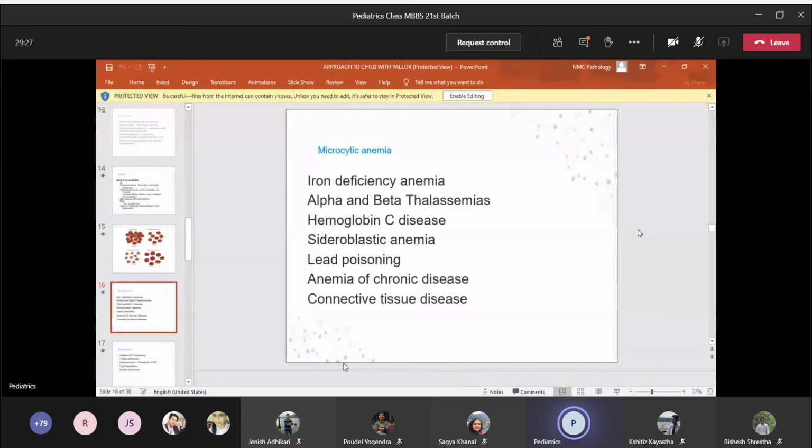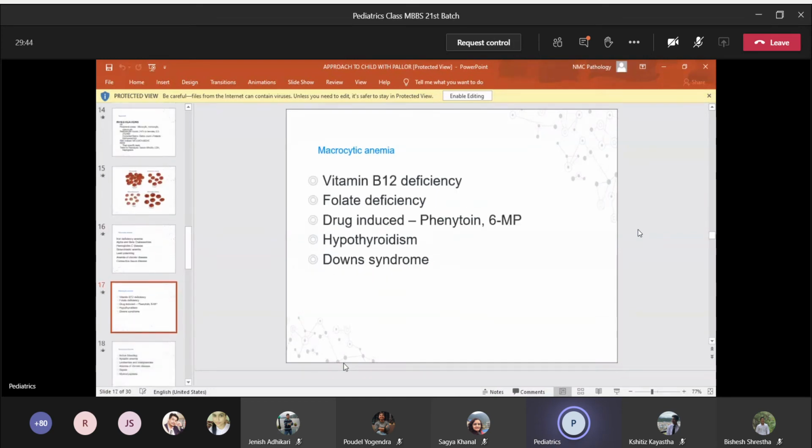So what are the causes of microcytic anemia? Here are the causes. The most common cause of microcytic anemia in children is iron deficiency anemia. Next are lead poisoning, thalassemia, sideroblastic anemia, anemia of chronic disease, connective tissue disease. And what are the causes of macrocytic anemia? The most common causes are vitamin B12 deficiency and folic acid deficiency.